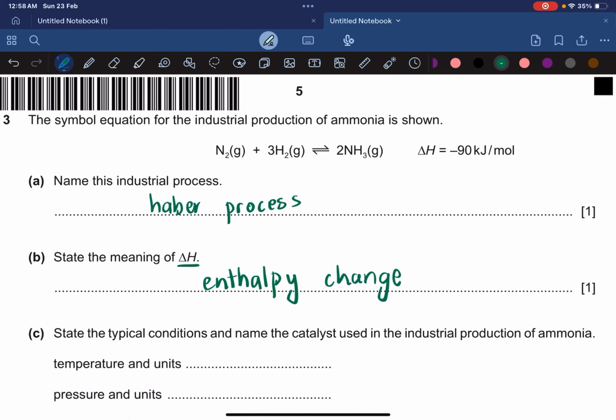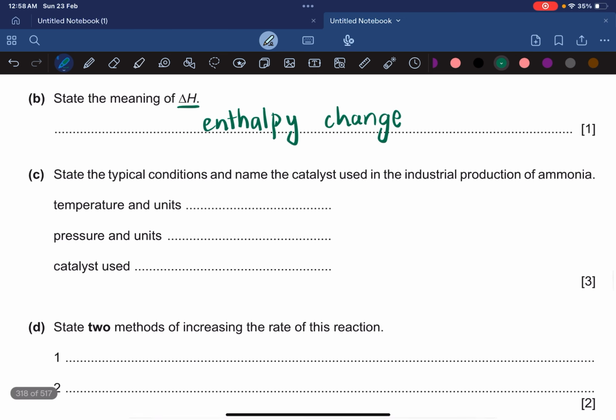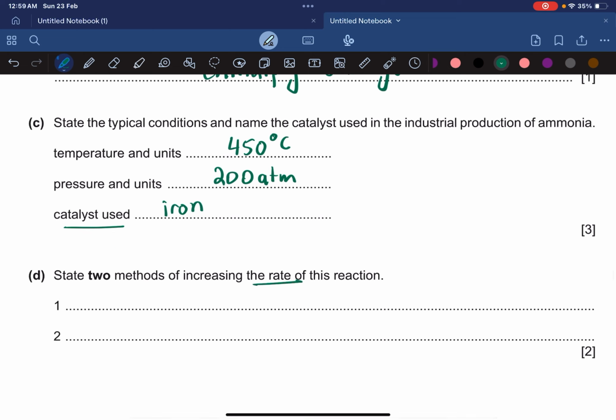State the typical conditions and name the catalyst used in the industrial production of ammonia. You just learn these conditions by heart. 450 degrees Celsius, 200 atm pressure, and the catalyst is iron. State 2 methods of increasing the rate of this reaction. To increase the rate, you increase your pressure. Increased pressure means the particles are closer together and will react faster, and you increase the temperature. Increasing temperature means the particles have more energy and will collide more frequently. Okay.